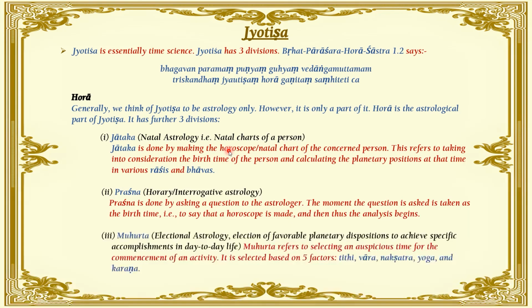The Angas are Tithi, Var, Nakshatra, Yoga, Karana. There are 16 Tithis: Prathama, Dvitiya, Tritiya, Chaturthi, Panchami, Shashti, Saptami, Ashtami, Navami, Dashami, Ekadashi, Dwadashi, Trayodashi, Chaturdashi, Purnima, and Amavasya. Each of them has its own lord. In the Var, we have Ravivar, Somvar, Mangalvar, Budhavar, Guruvar, Shukravar, Shanivar. And we have the 28 nakshatras, as we have already discussed.